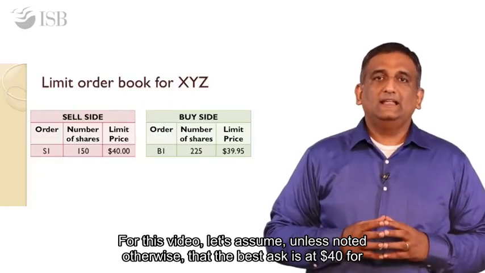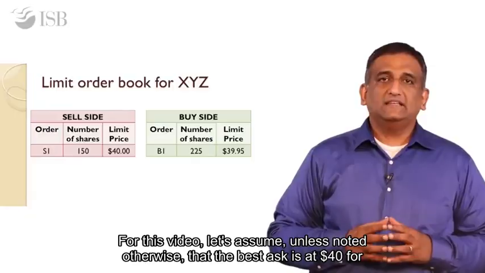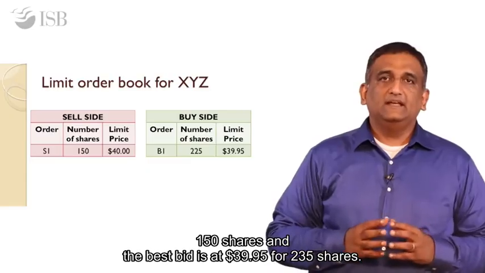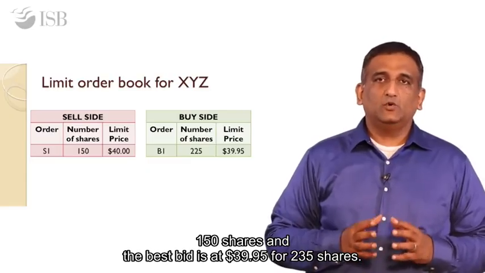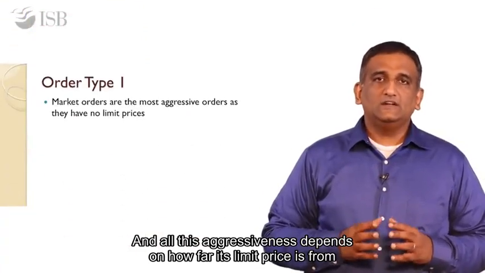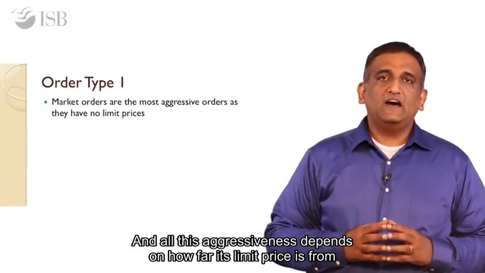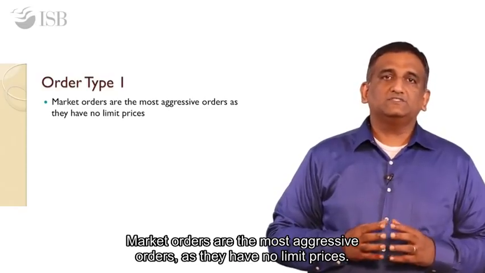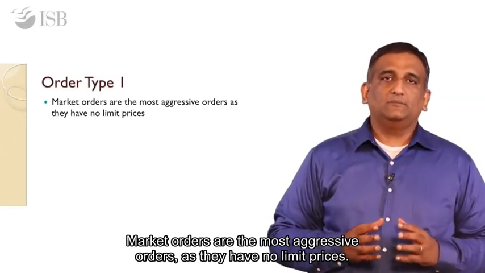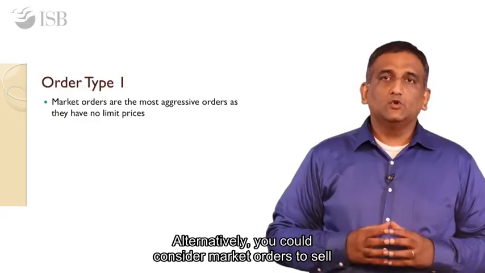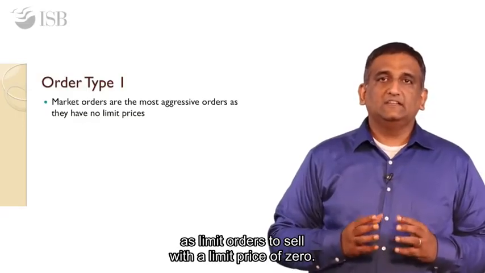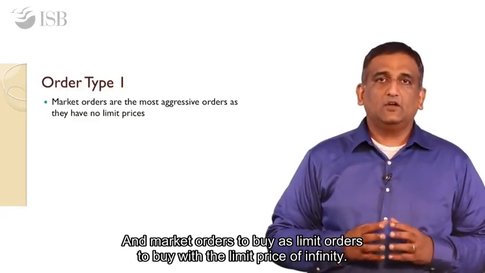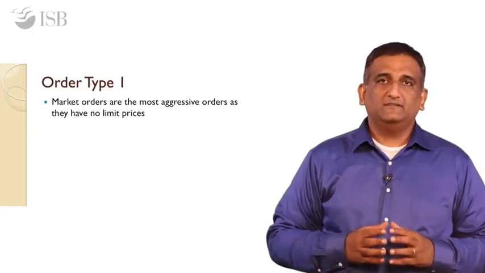For this video, let's assume, unless noted otherwise, that the best ask is at $40 for 150 shares and the best bid is at $39.95 for 225 shares. An order's aggressiveness depends on how far its limit price is from the best quotes. Market orders are the most aggressive orders as they have no limit prices. Alternatively, you could consider market orders to sell as limit orders to sell with a limit price of 0 and market orders to buy as limit orders to buy with a limit price of infinity.